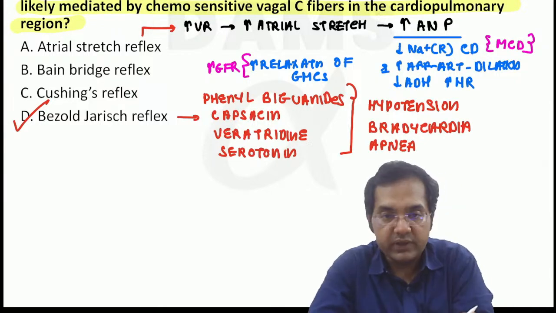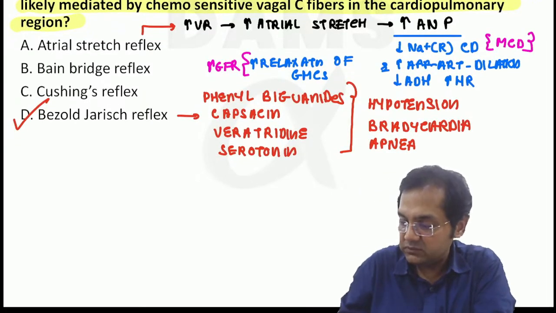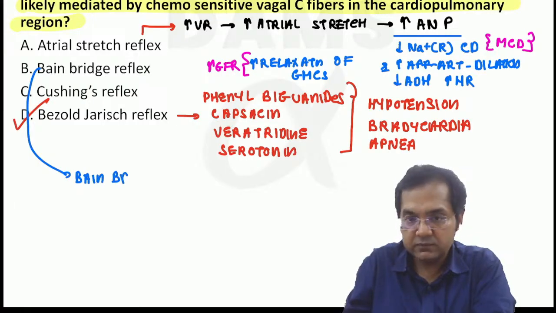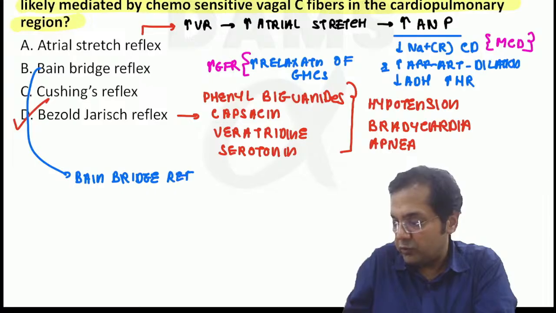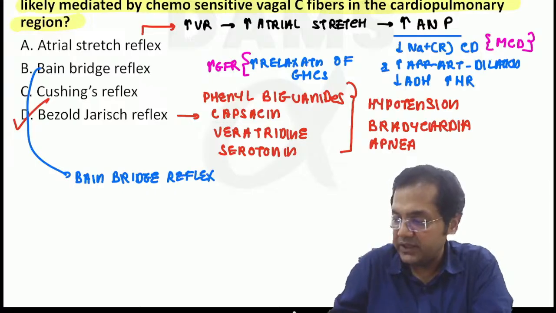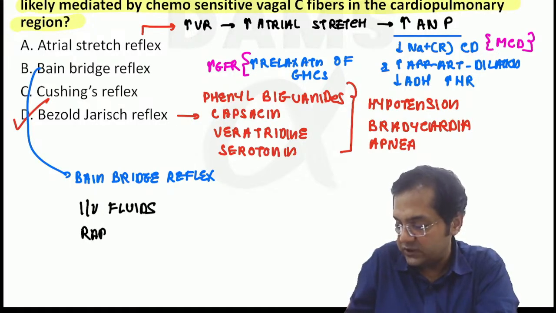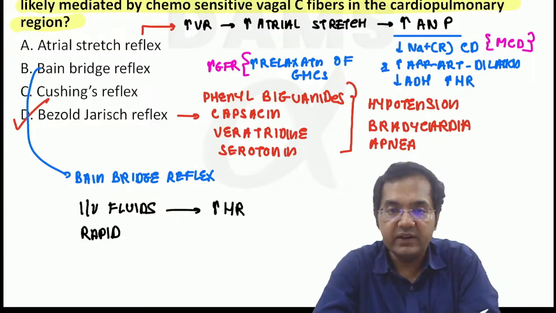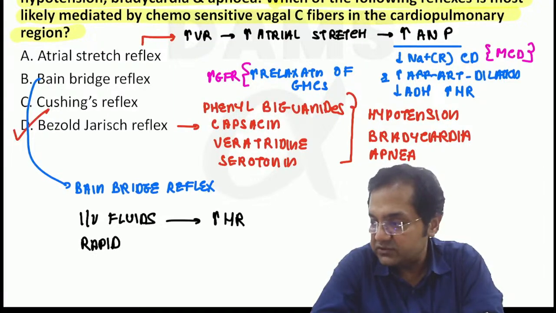Very, very important, right? Let's move to Bainbridge. What will happen in Bainbridge? This can also be asked in exam. On giving IV fluid, especially rapid IV fluid transfusion, this causes increase in heart rate. And you already know the mechanism. We have discussed it in atrial stretch first.